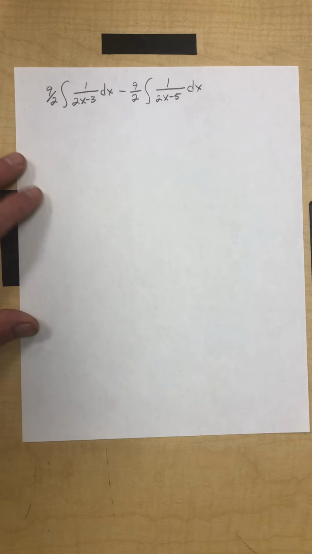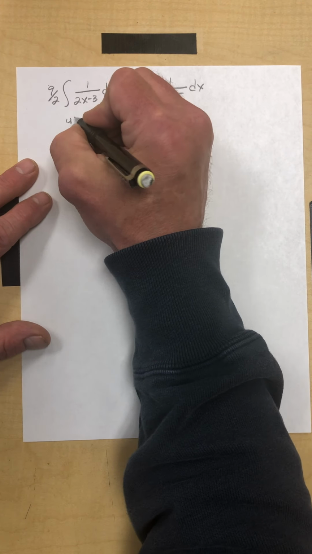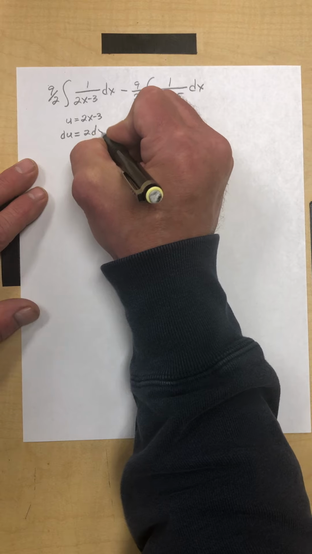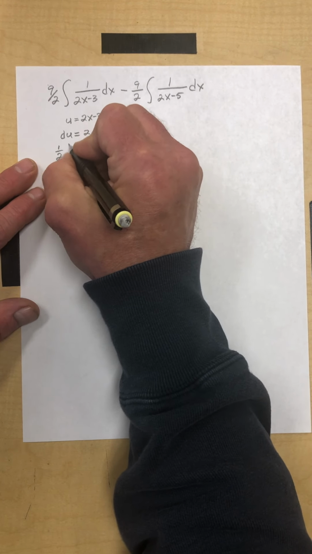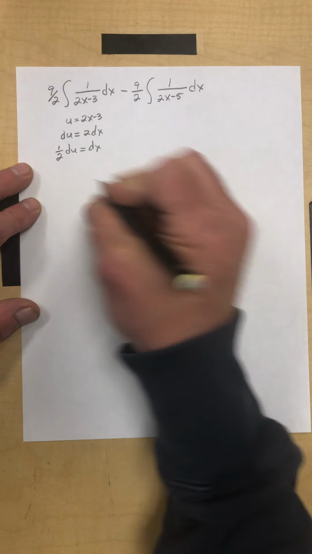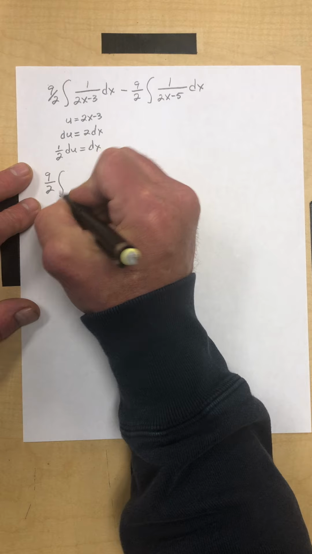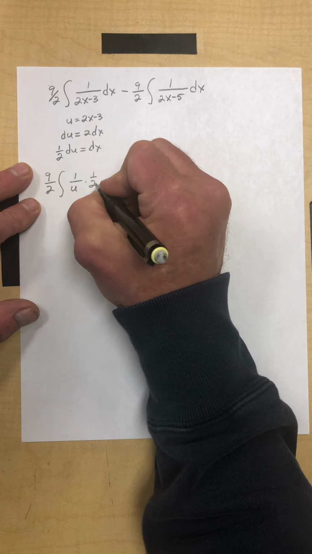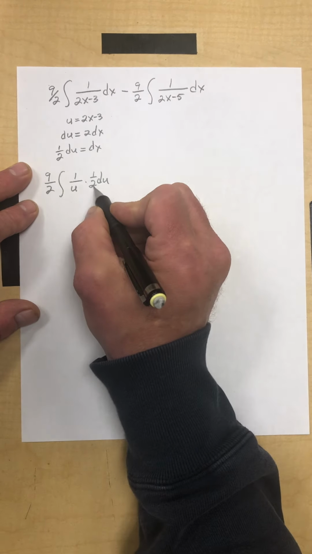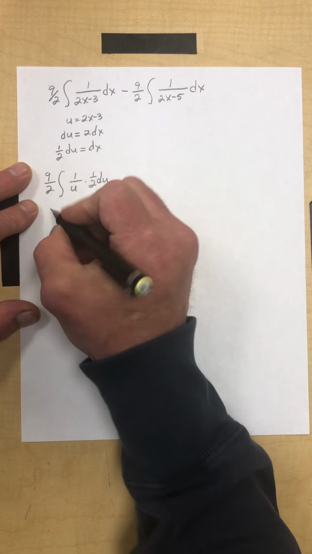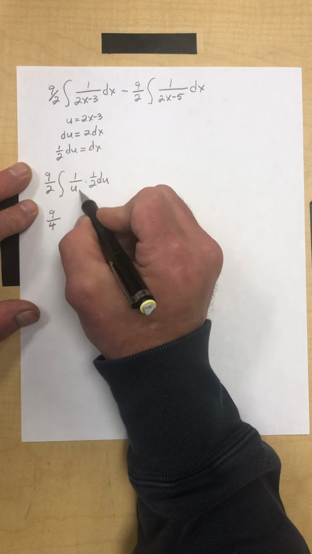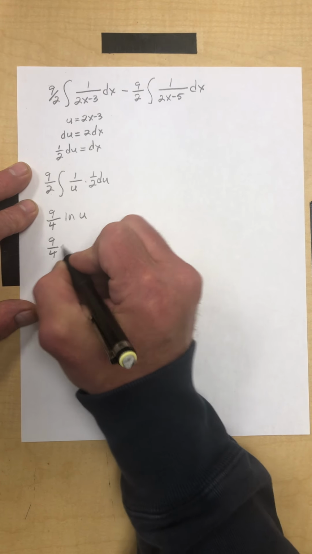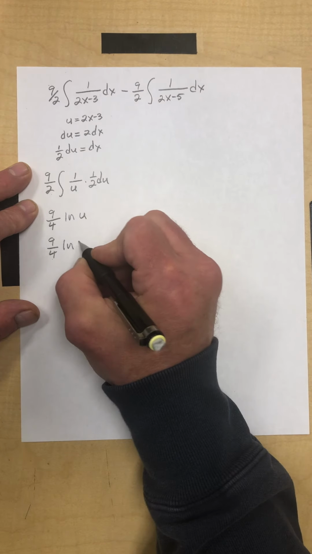Let's see what happens. Okay, so again, I'll just take them one at a time. So my u is 2x minus 3. So my du ends up being 2 dx. So I get 1/2 du equals dx. So I've got the 9 halves out front, this becomes 1 over u, and my dx is 1/2 du. So the 1/2 becomes a constant multiplier and goes out front, so I have 9 halves times 1/2, so I get 9/4. I integrate 1 over u, so I get the natural log of u, and then I go back and substitute. So I've got 9/4 times the natural log of 2x minus 3.